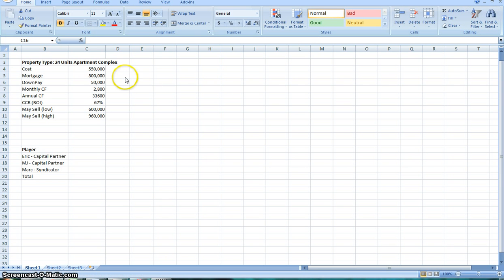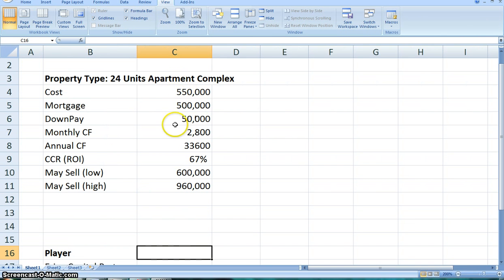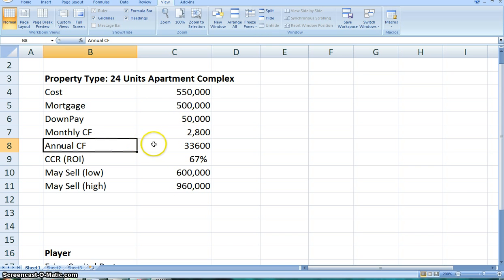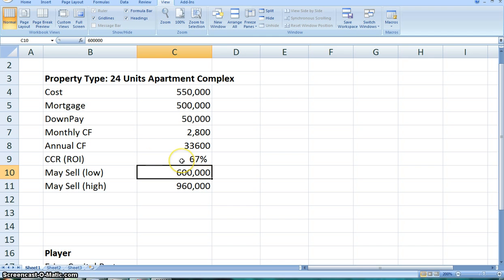So what I did here in Excel, allow me to zoom in, is I transferred over all the information from the card: the cost, the mortgage, the down payment, the monthly cash flow. Then I added annual cash flow, which is the monthly cash flow multiplied by 12. To calculate cash-on-cash return, or return on investment, I take the annual cash flow and divide it by the down payment. And so it's 67%, as was stated on the card. The card also said it could sell for between $600,000 and $960,000. At a cost of $550,000, that is really good because you're buying it below market valuation. You have a $50,000 margin of safety on the low end, which is good.